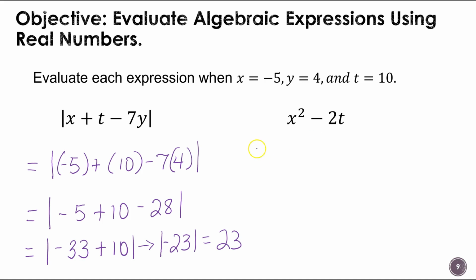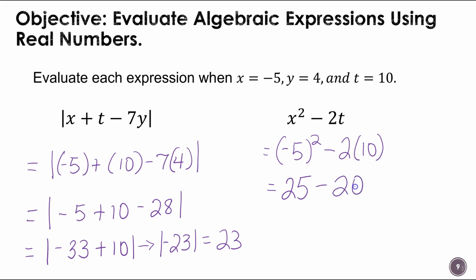Let's look at this x. Okay, so we're going to take a -5 and put that in for x. We're squaring that. And it's 2 times t, which is 10. So now we've got, that's a positive 25 because it's -5 times -5 because we have parentheses. So 25 minus 20. And that gives us 5.